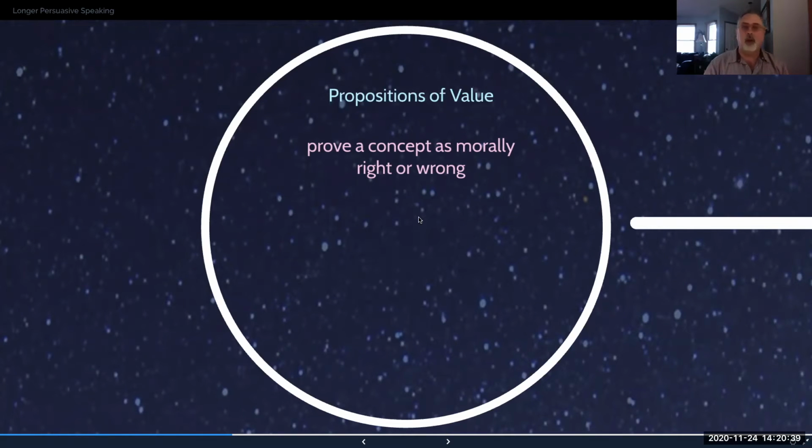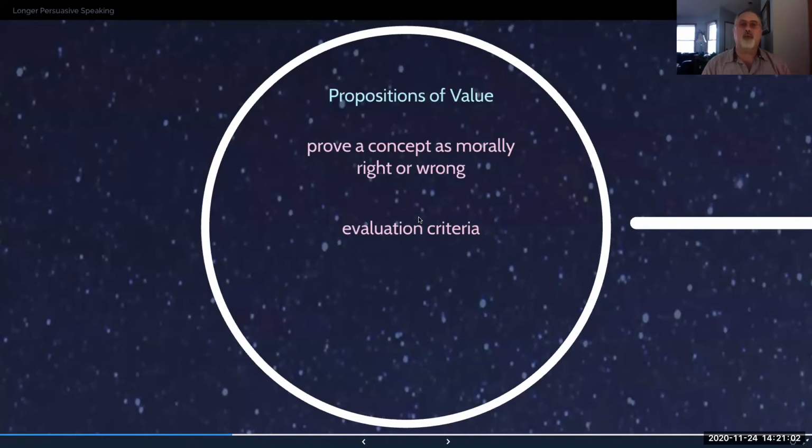A proposition of value is used a lot when you're having a discussion about abortion, for example. You argue about whether or not abortion is morally right or morally wrong. So that becomes a value statement. You decide what is the value of life in that particular argument, and where does life begin. That's why you hear a lot of that kind of argument if you followed anything along those lines.